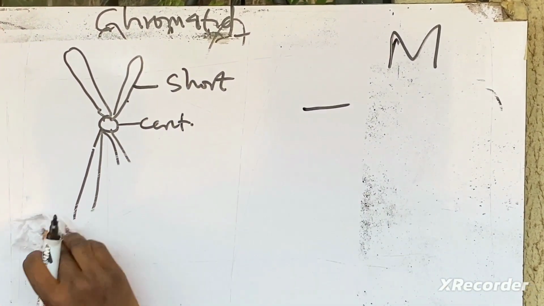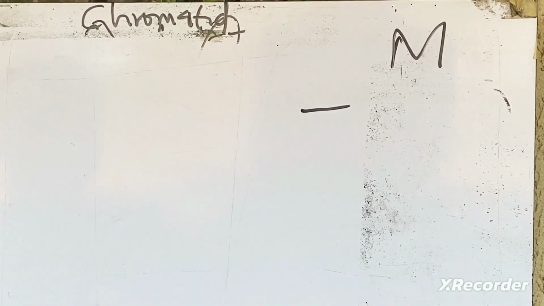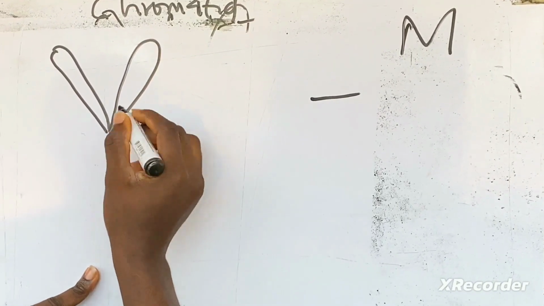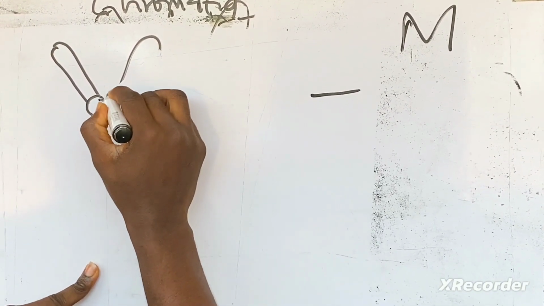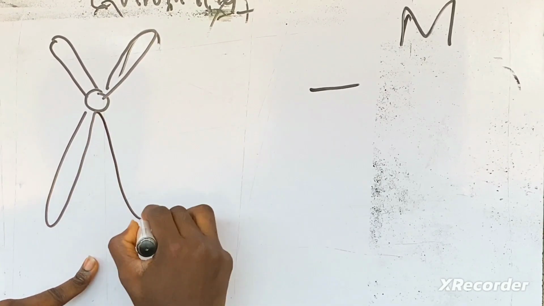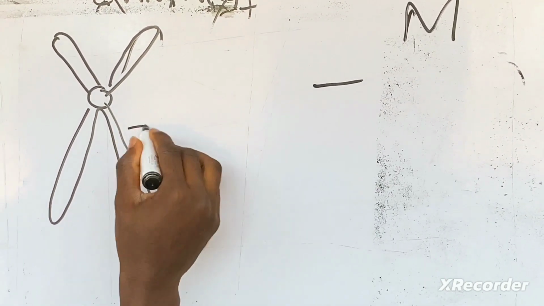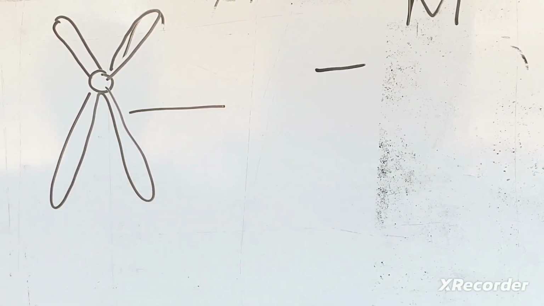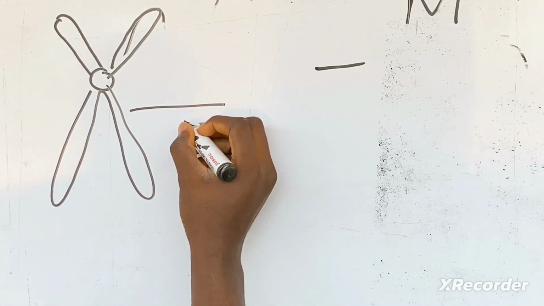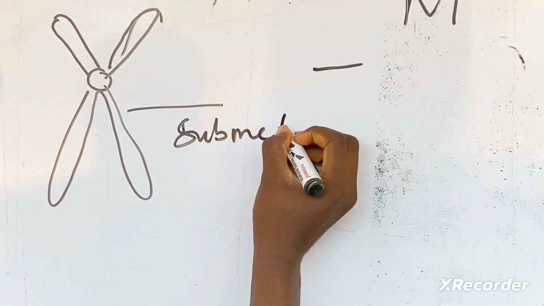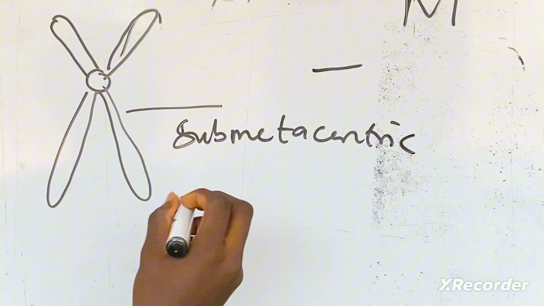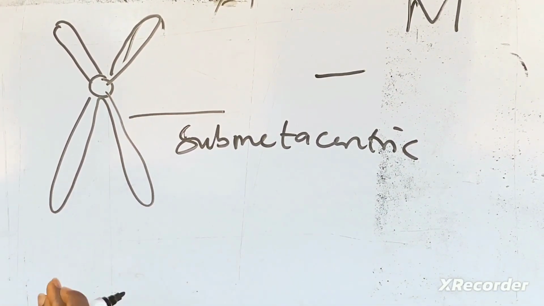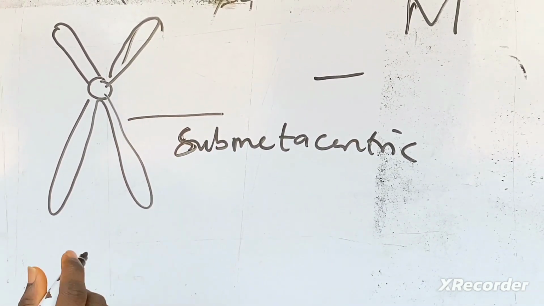Now let's study the next type of chromosome. We have another type of chromosome when the centromere is moving towards the tip. So we have the centromere here, and this is our long arm. You can see that the centromere is slightly deviated from the center. So we have it as the submetacentric. The submetacentric is deviated from its center slightly. So this is the submetacentric.